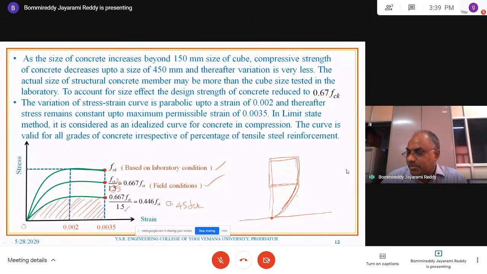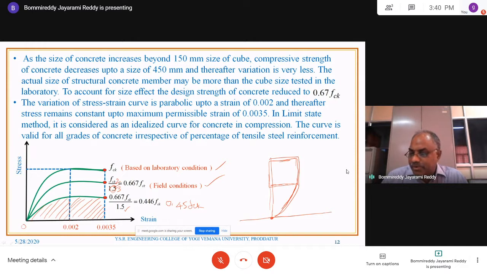In nature, so parabola and rectangle. You know that here, what is the distance of the parabola? The distance of the parabola is 0.002, and the maximum value is 0.0035. So you can consider this as 35. 35 means you can call it as 7 parts, and each part is 5.